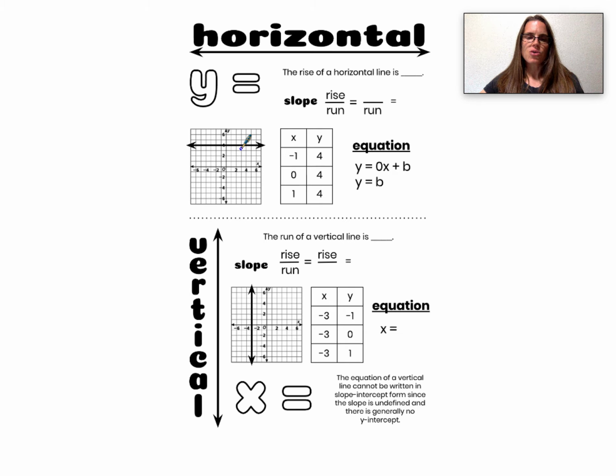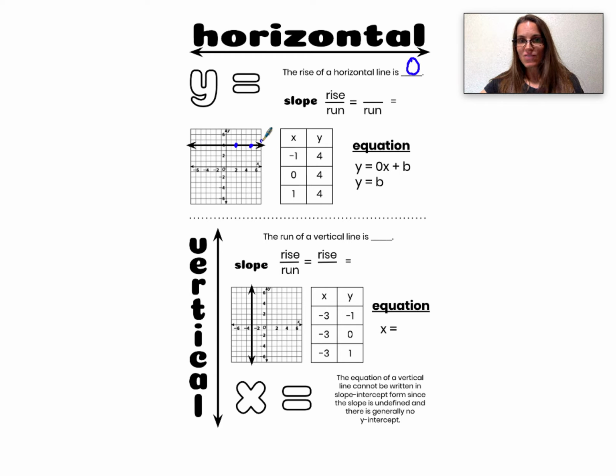We can find the slope of this line by plotting any 2 points and finding the rise and the run between them. Doesn't matter which 2 points I pick, but I'm going to just go ahead and pick these two. Between these 2 points, what is the rise? What is the change in y? The change in y is just 0. The rise, in fact, of any horizontal line is 0.